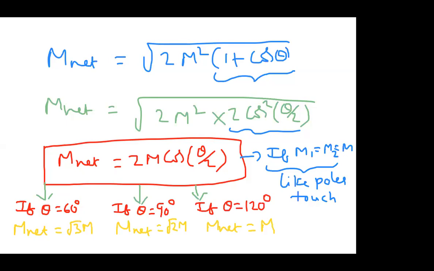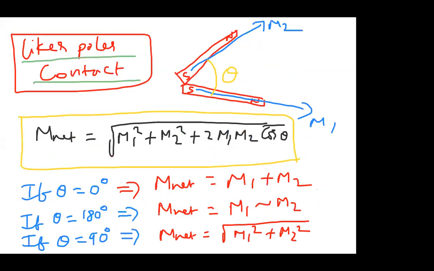So we have to remember all these points whenever like poles touch. Like poles touch means, this is the situation, south pole touch or north pole touch. So your angle between the two magnets is theta. Then from parallelogram law of vectors, if two vectors are inclined with an angle theta, this is the formula. Theta 0 substituted, we got maximum here.